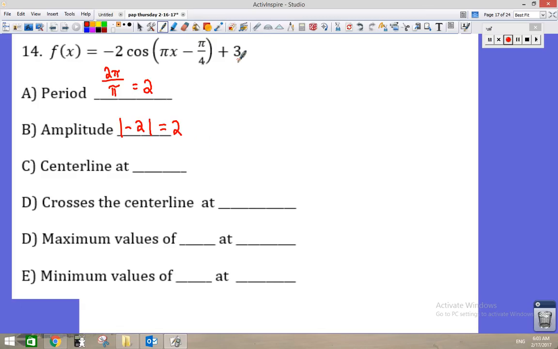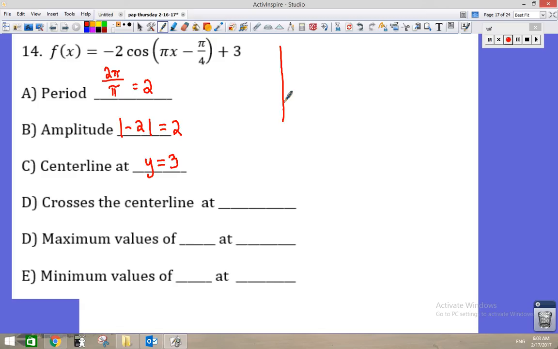The center line is the vertical shift of the graph. Normally cosine has a center line of y equals 0, but with the vertical shift up 3 units, the center line will be at 3.